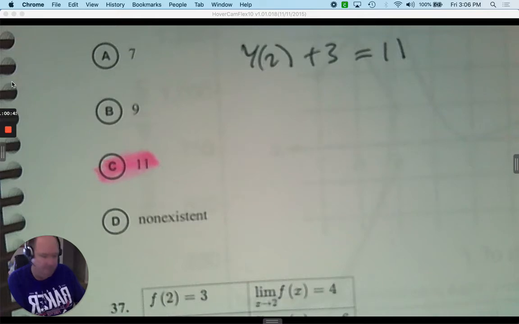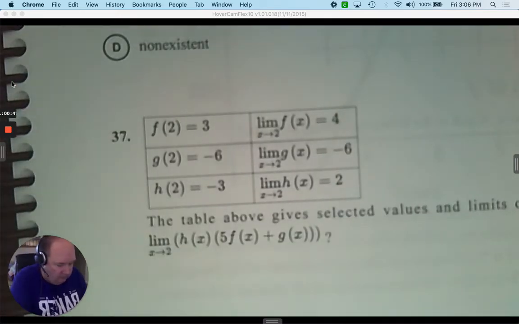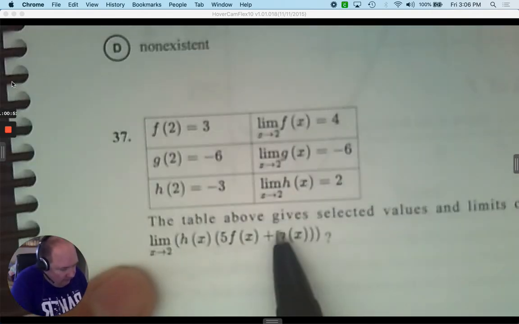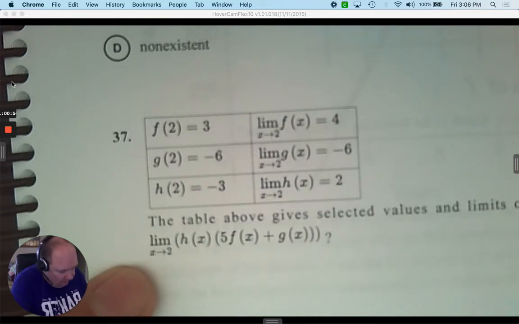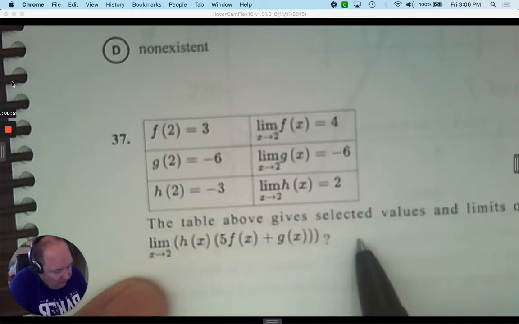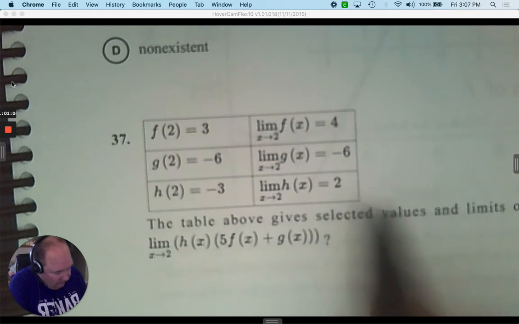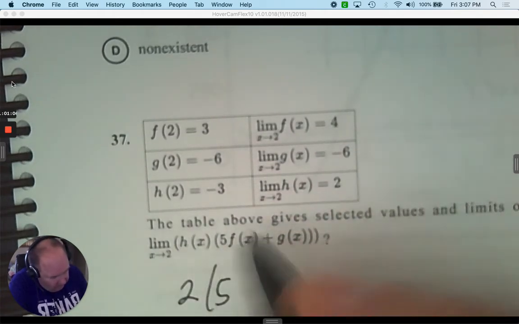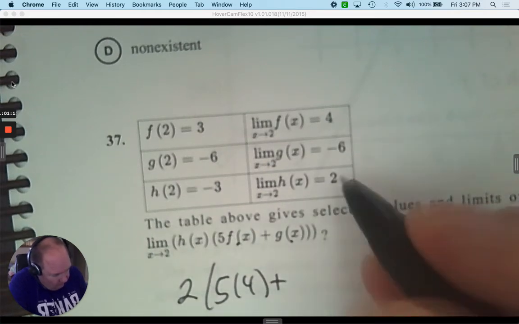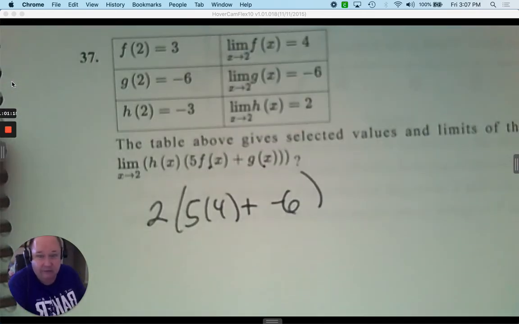And we're good. Number 37, f at 2 equals 3, g at 2 equals negative 6, h at 2 equals negative 3. The table above shows selected values and limits of the functions f, g, and h. What is the limit as x approaches 2, and then you plug in the values that you see? So for h at x, the limit is 2. For f at x, it's 4. For g at x, the limit as it approaches 2 is negative 6. I believe that's how you're going to answer it.